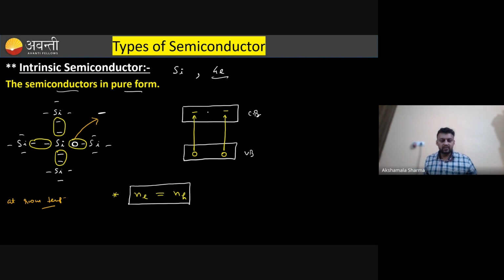Most of the time, for any material, we are not interested in the material itself. What we require is some form of current. Why are we using some materials? We are using conductors for the current. We are using semiconductors for the current.